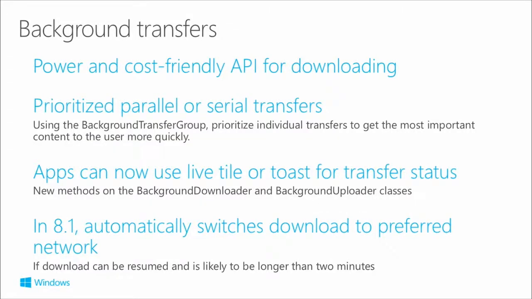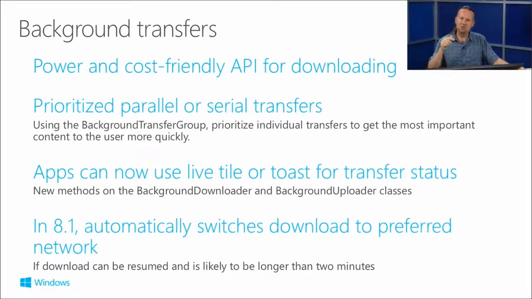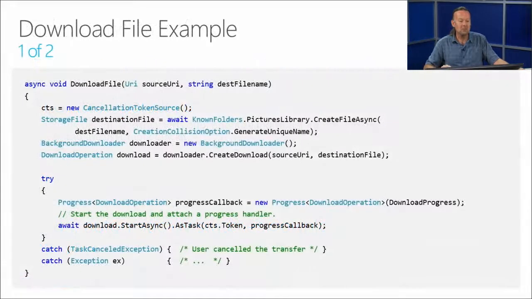It allows you to do parallel or serial file transfers. You can have transfer groups. It's also got some nice features for updating tiles and sending toasts when a transfer is completed, so you can just set properties to do that. You don't have to write any code to do it. And the cool thing is it actually knows all about expensive networks and will automatically switch to cheap networks. So it's kind of cost-friendly as well.